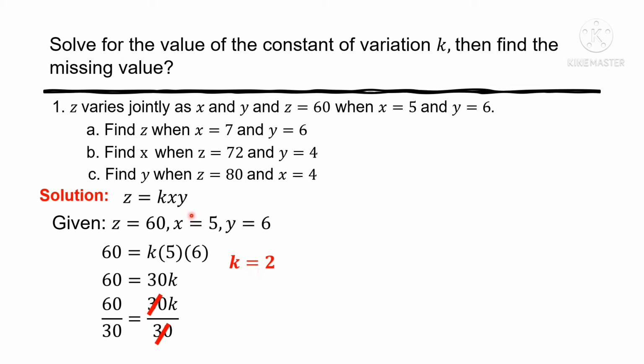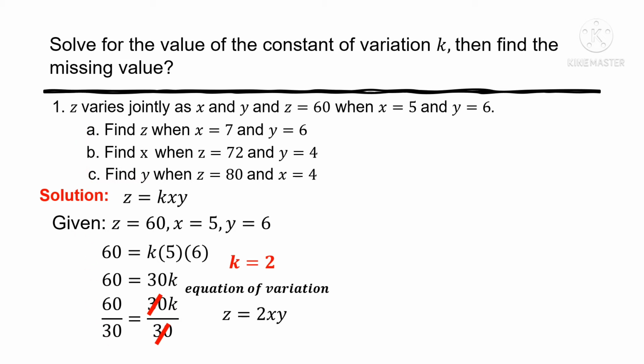Then we can now have our formula or equation of the variation by replacing this k of 2. Papalitan natin yan. So yan ang magiging equation of variation. Z equals 2xy. So ito galing ito dito, pinalitan lang natin yung k nang na-compute nating value. So itong formula or equation of variation ang gagamitin natin to solve for A, B, and C.